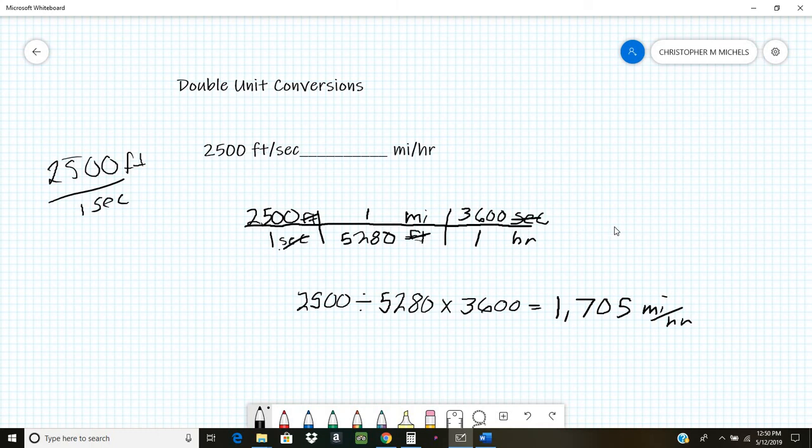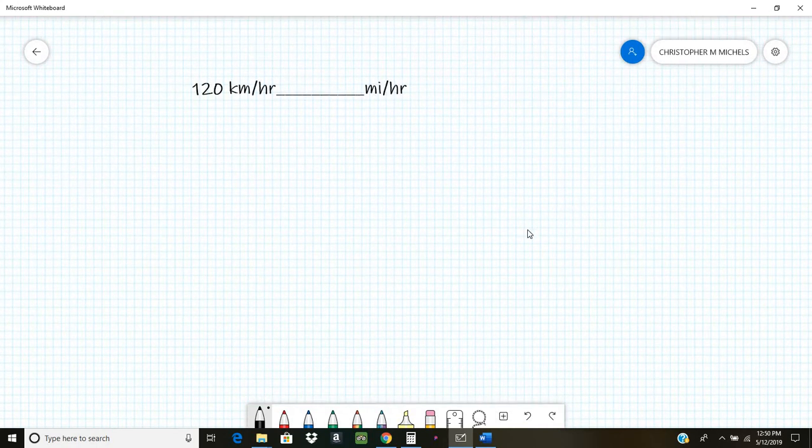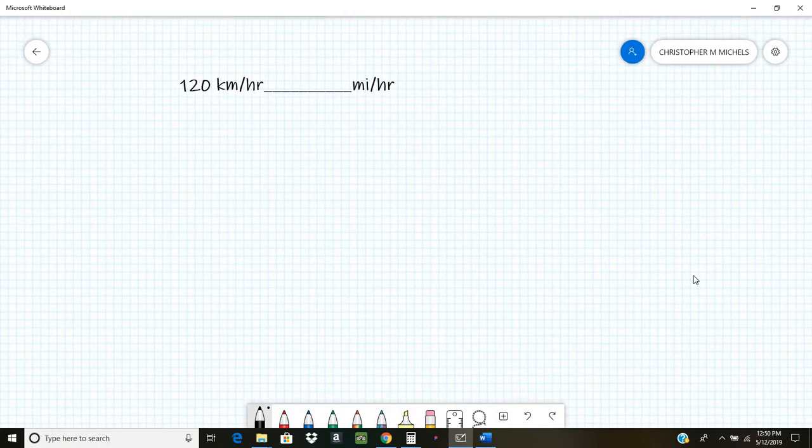Now, there's another problem I got listed here. It's one that kind of presents itself as a dual unit conversion, but it's actually not, because the difference between this one and the last one we did, they said change 120 kilometers per hour to miles per hour. So first and foremost, look at everything that's changing. The kilometers needs to become miles, but we look right here, the hours stays as hours.